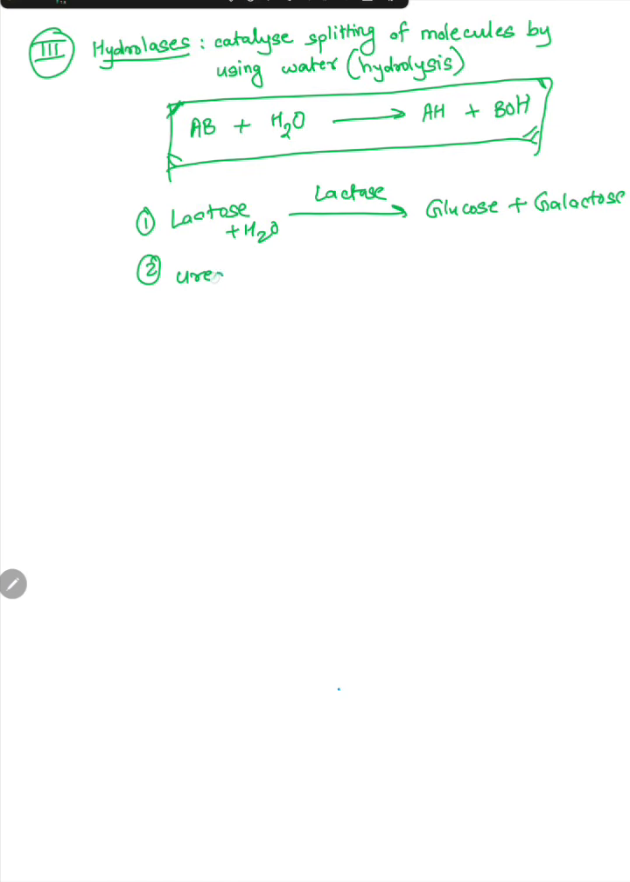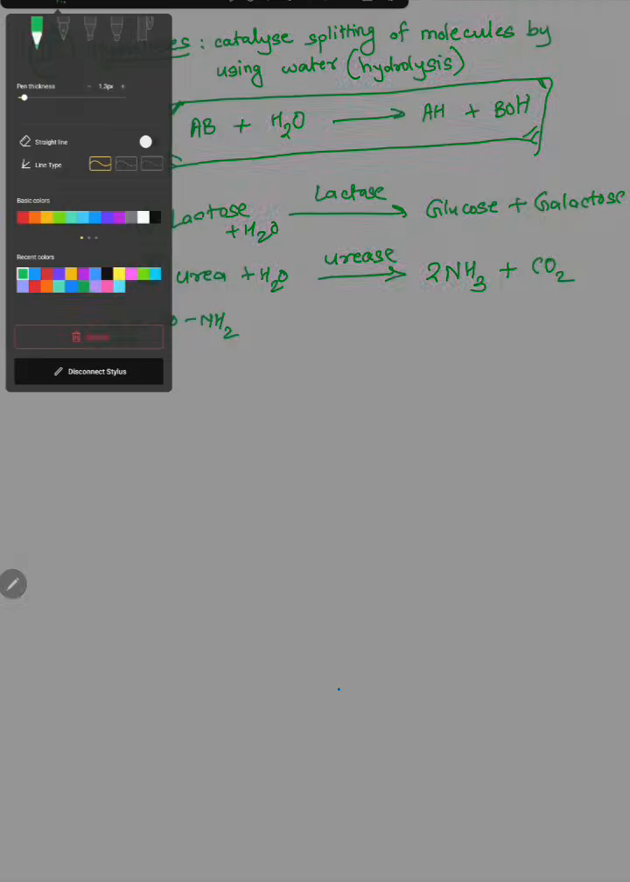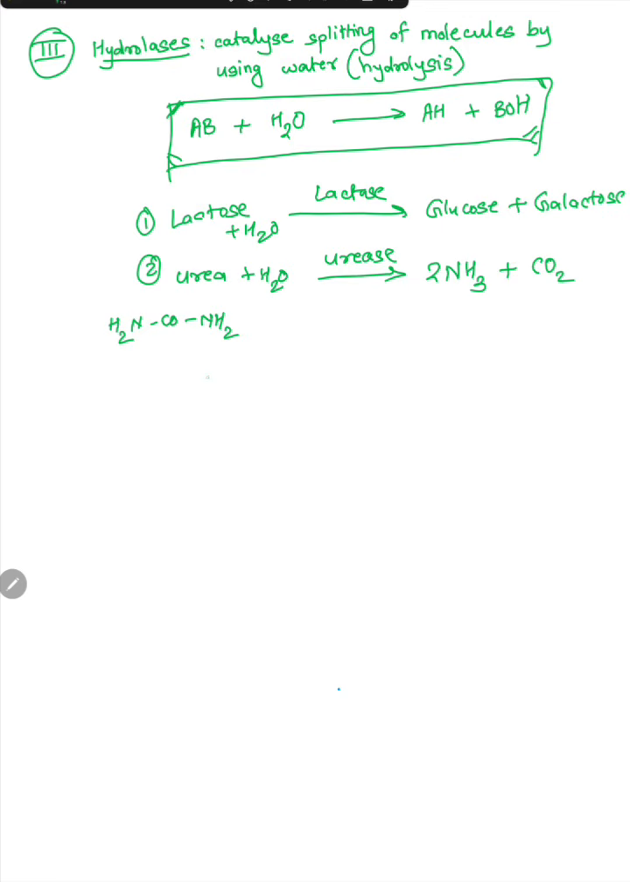Urea on hydrolysis with urease yields two molecules of ammonia and carbon dioxide. As you know, the formula for urea is NH2-CO-NH2, right? So on addition of water, it splits into two molecules of ammonia and carbon dioxide. There are other examples of hydrolases like sucrase, maltase, etc., right?